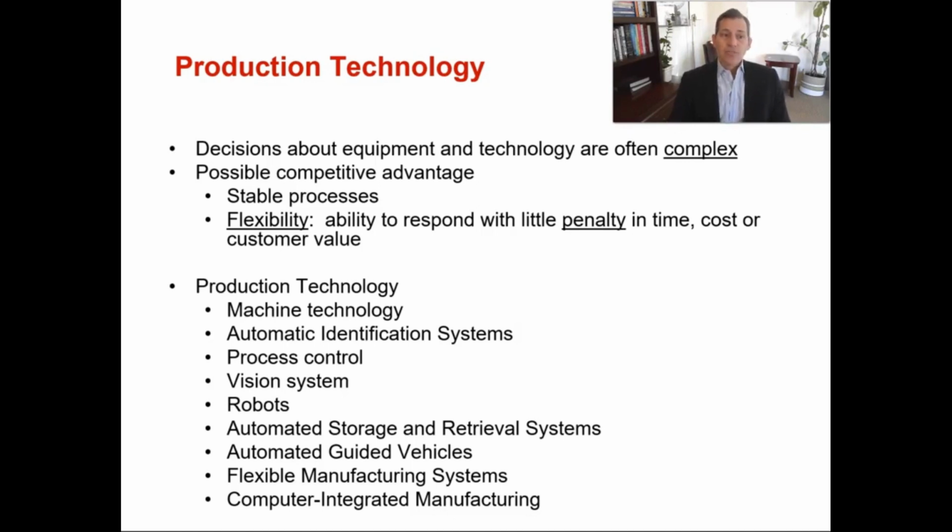So when we look at various production technologies, really what we're trying to accomplish is keeping our costs low, but really trying to get a competitive advantage through having flexibility. That's the ability to respond to our customer demands with little penalty in time, cost, or customer value. And so some of the various production technologies that are out there are machine technology, automatic identification systems, process control, vision systems, robots, automated systems, flexible manufacturing systems, and computer integrated manufacturing. So we're going to talk about all of these in the next couple slides.